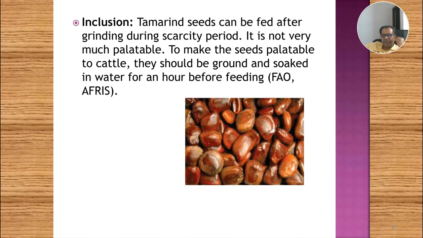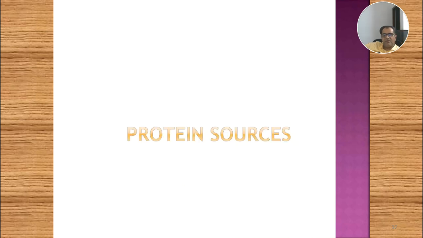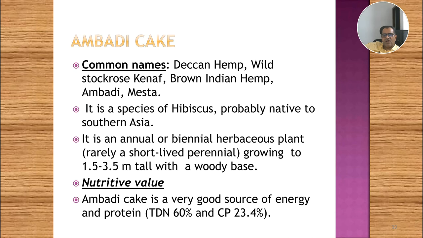To make the seeds palatable to cattle, they should be ground very well and soaked in water, and some jaggery etc. may be added. Then protein sources include the ambadi cake. Its name is Deccan hemp, wild stock rose, kenaf, brown Indian hemp, or Ambadi mesta. So it is a species of hibiscus, probably native to South Asia. So this can also be used as a source of unconventional food.